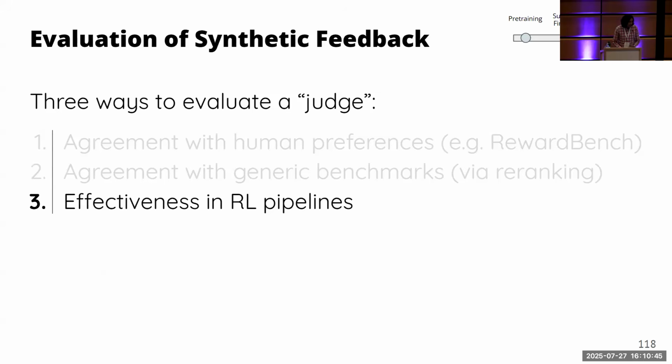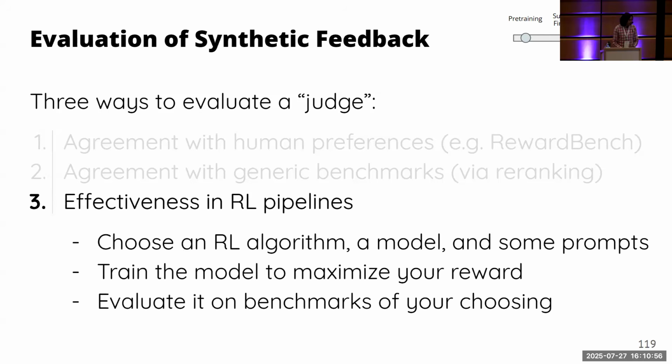And lastly, probably the most important way to evaluate judges if you're doing RL is through extrinsic metrics, meaning you actually train a policy using that judge as the supervisor. To do this, you have to choose an RL algorithm like PPO or DPO, choose a base model and a set of prompts. You then do your RL procedure, which usually involves sampling responses for those prompts, grading those responses with the reward model, and then training the model to maximize those rewards. And then once you do this training procedure, you have a policy that you can then evaluate on the benchmarks of your choosing.